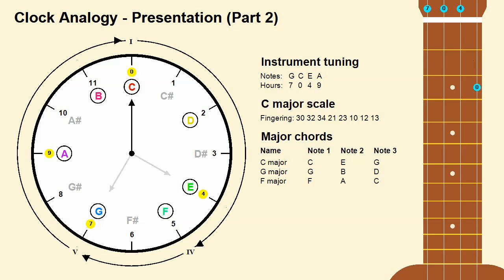This concludes the presentation of the clock analogy. 2 facts make it a very convenient aid. We are very familiar with the clock face and we are used to doing time calculations in our mind. In other videos, we will give detailed explanations of its application to the study of other aspects of music theory.